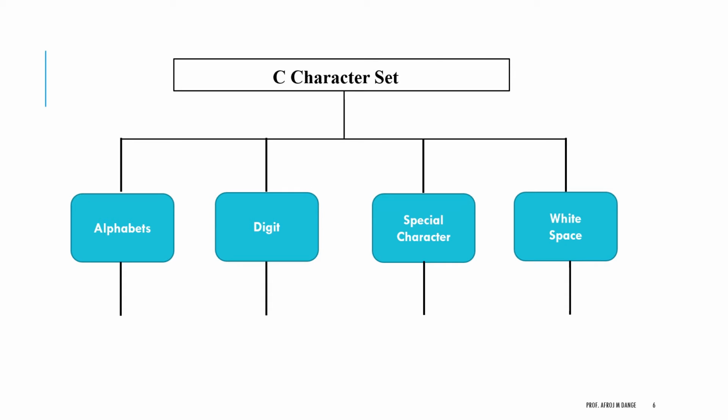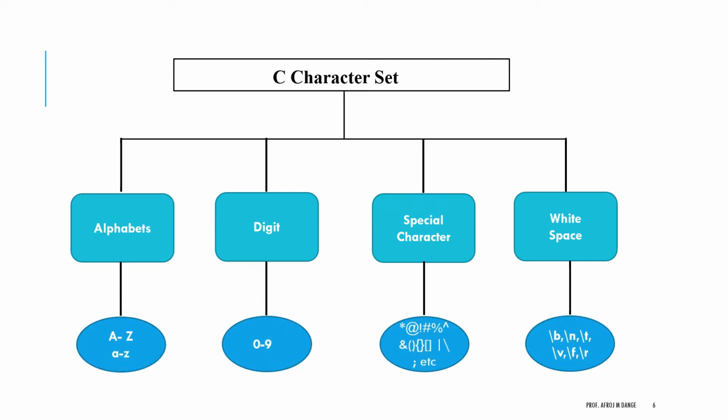As an example for these character sets, alphabets are carried between capital letters A to Z and small letters a to z. Digits are 0 to 9. Special characters are star, at the rate, exclamation mark, hash, percentage, etc. White space means backspace, new line, horizontal tab, vertical tab, form feed and carriage return. These are represented by slash b, slash n, slash t, slash v, slash f and slash r.